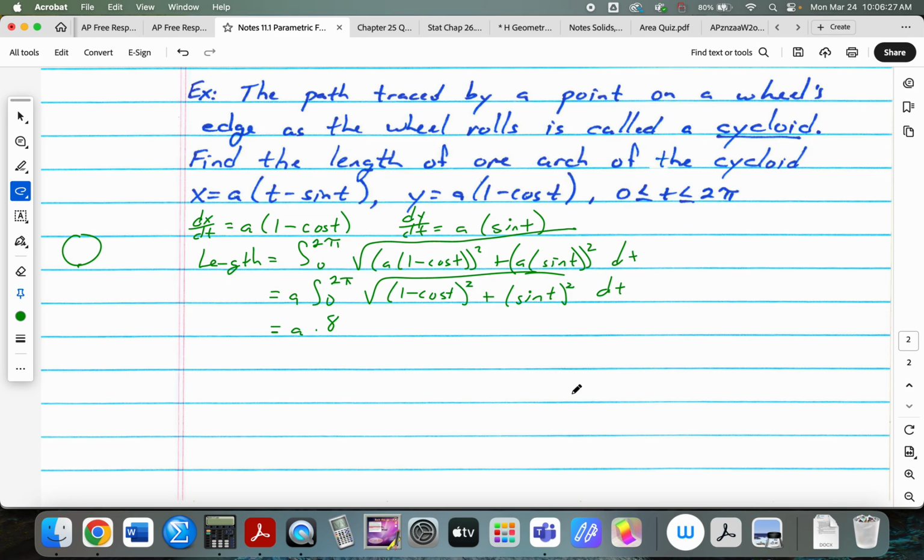Okay, any questions about that? What is a in that one? Pardon? What is a? It's just a parameter. Oh, okay. It's just some constant. All right.